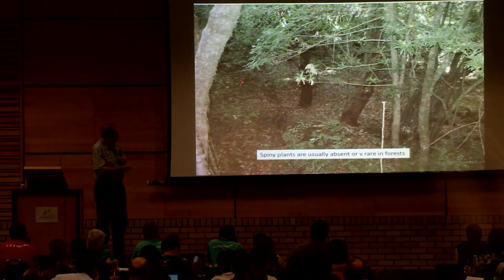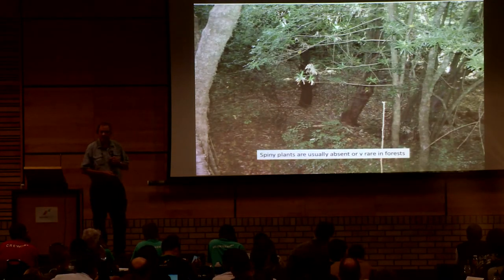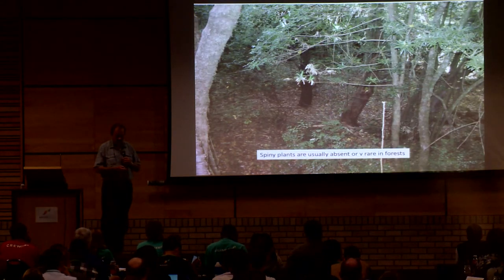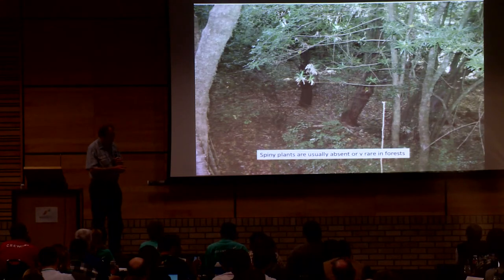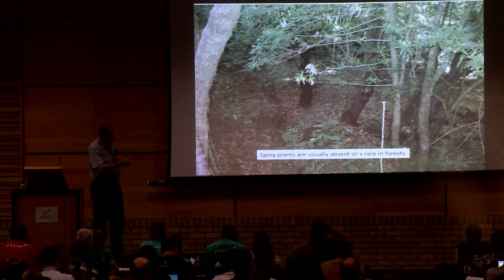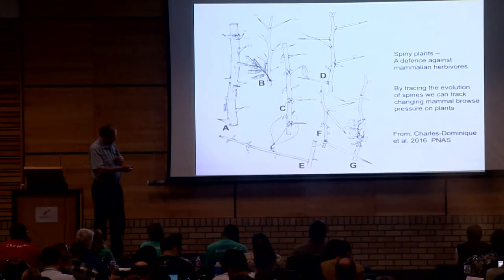These spiny plants are extremely rare or absent from a forest understory. The shade is incompatible with spines as a physical defense. So this is a good marker of when you have an open habitat, in other words, a savanna type plant growing, instead of one in the shade of a forest. They come in diverse forms and shapes.